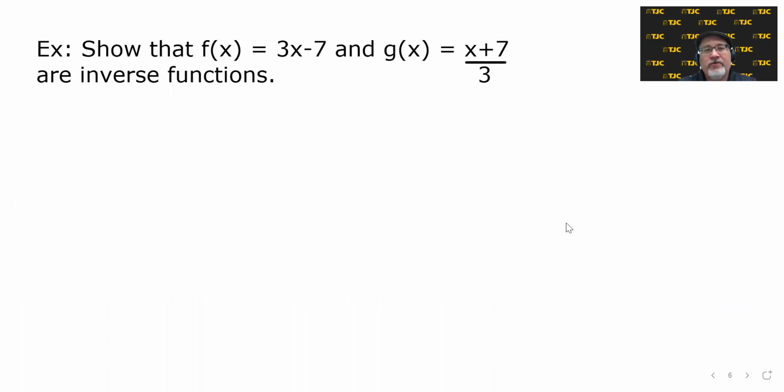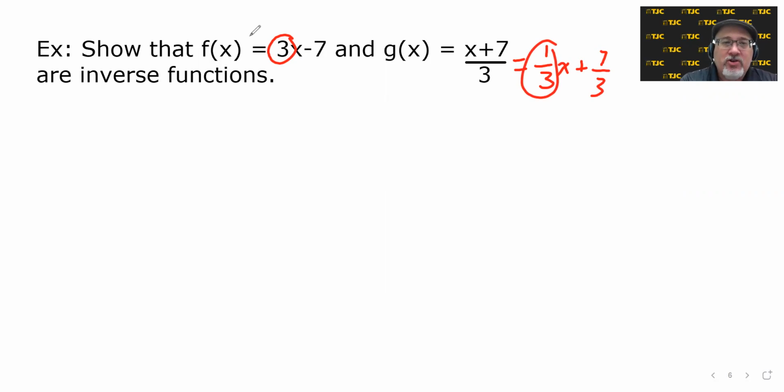For example, we're going to show that f of x equals 3x minus 7 and g of x equals (x plus 7) over 3 are inverse functions. Now, normally I would bother with the domains and ranges, but I'll tell you right now that both of these are lines. This line has a slope of 3. This one's a little stealthier as a line, but this is the same as 1/3 x plus 7/3, and it has a slope of 1/3.